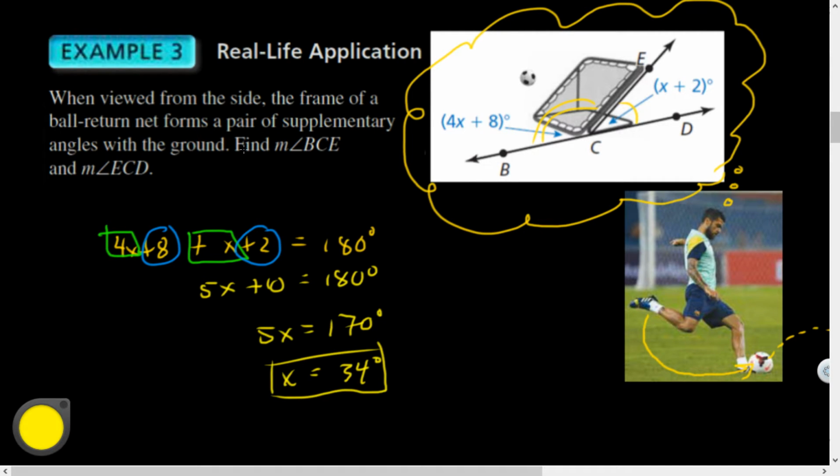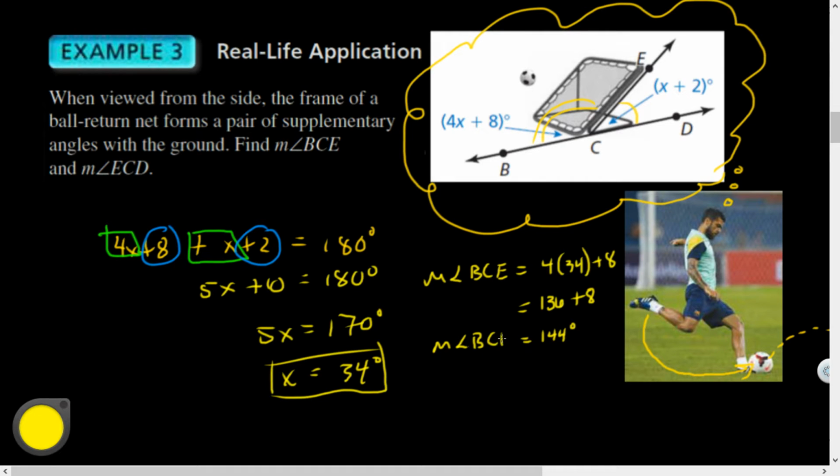Now, let's see, did I actually answer the question? No! They want the measure of BC, right? So the measure of angle BC is going to equal 4 times 34 plus 8. Man, don't even kick that ball yet, mister. You've got more math to do. 4 times 30 is 120, plus 4 times 4 is 16. 120 plus 16, 136 plus 8. We feeling it, friends? 144 degrees.